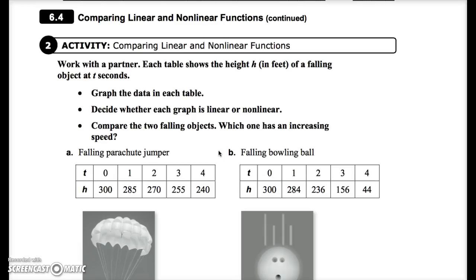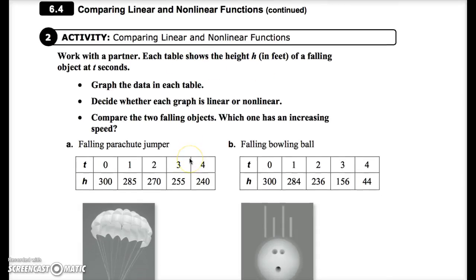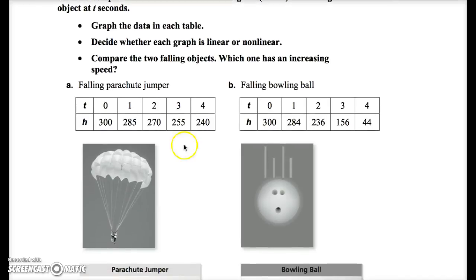So if you look at activity 2, it says each table shows the height in feet of a falling object at t seconds. So the first thing it wants us to do is graph the data in each table, and they have graphs for us there. Decide whether each graph is linear or nonlinear, and then compare the two falling objects. Which one has an increasing speed? Now this part you could probably answer right now.